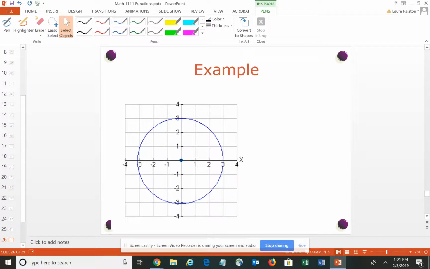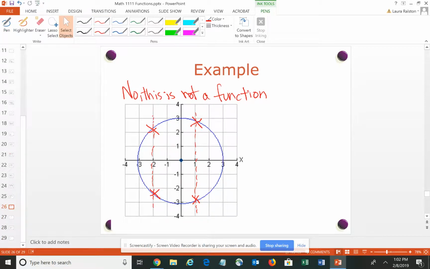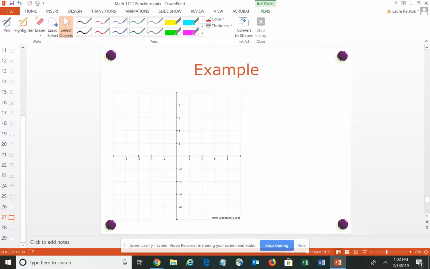All right, looking at this one, you got the blue circle. So if you think about drawing the lines, notice when I draw a vertical line at this particular point, I cross 1, 2 times. If I draw a vertical line over here on the right-hand side, I cross 1, 2 times. More than one is bad. So we would have to say, no, this is not a function. If it's not a function, I'm typically not even going to consider what is the domain and the range.